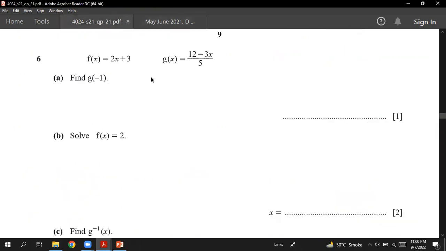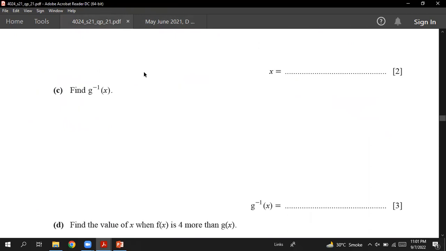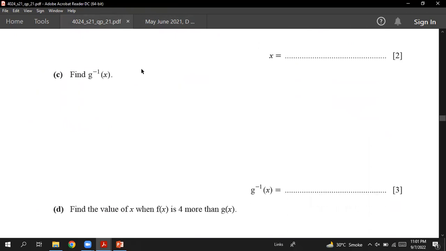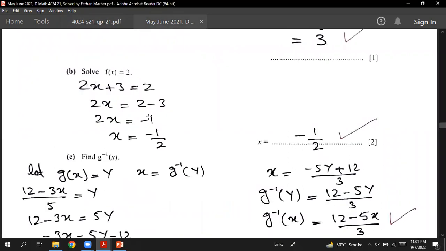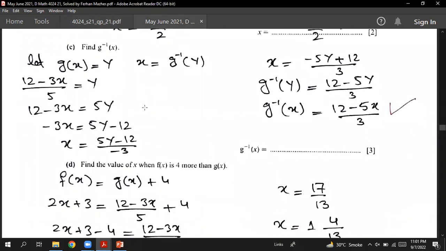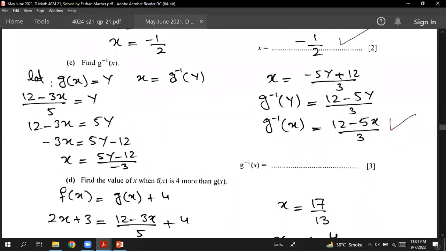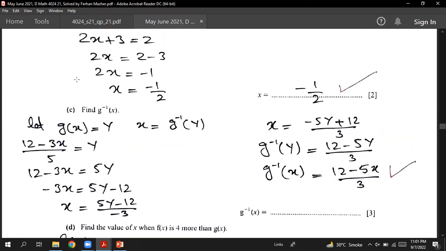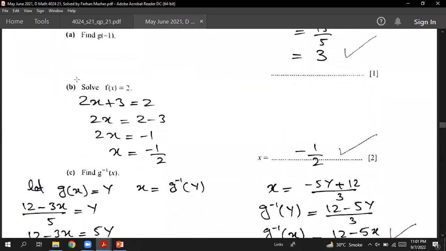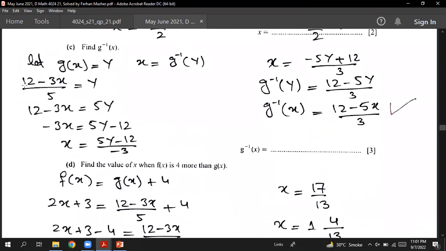Now, the next thing is a 3 marks question: find g inverse of x. So we want to find the inverse of g, and so let g of x equal y. When g goes to the other side, it becomes g inverse of y. So x will be equal to g inverse of y. That's the first line. In place of g of x, I will write the function. g of x equals (12 minus 3x) divided by 5, equals y.